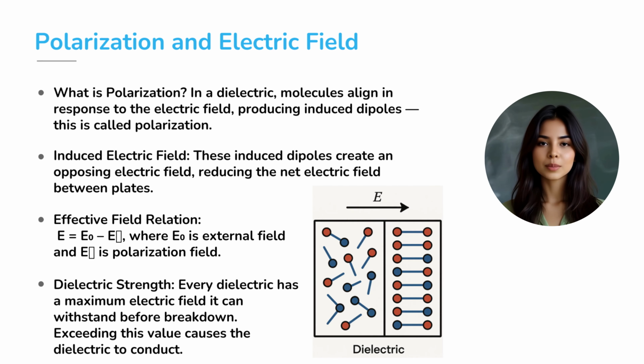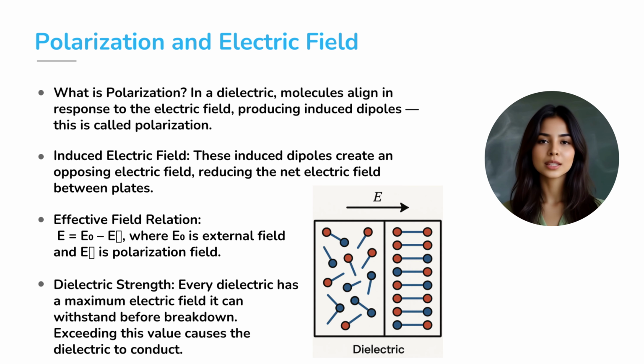Let's take a microscopic peek now. What's happening inside the dielectric? When placed in an electric field, the molecules of the dielectric align in such a way that they create small dipoles, tiny positive and negative charges facing opposite directions. This alignment is called polarization. These induced dipoles generate their own internal electric field, and this internal field always opposes the external one. So, the net field inside the capacitor becomes E equals E naught minus EP, where EP is the polarization field.